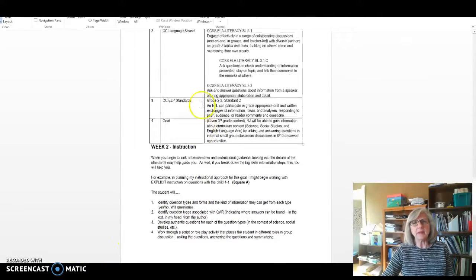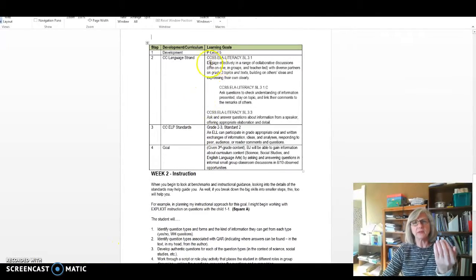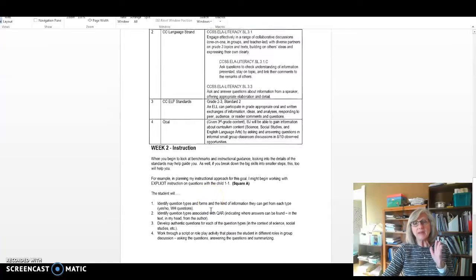And I do have my example, where I sort of walk through the standards just like you did. And this is my goal. BJ will be able to gain information about curriculum content by asking and answering questions in informal small group classroom discussions, 8 out of 10 observed opportunities. Notice this is pretty broad. That's what a goal is. A goal is broader, and I might be working on this all year. And then how am I going to teach it?